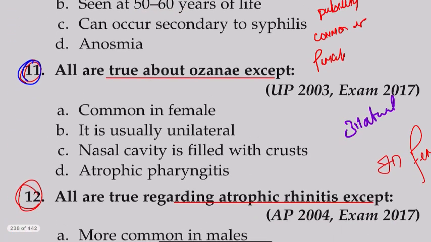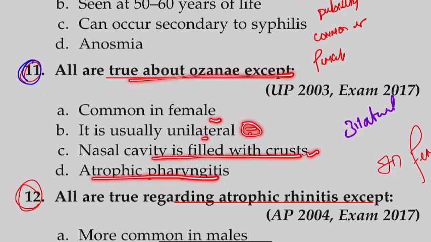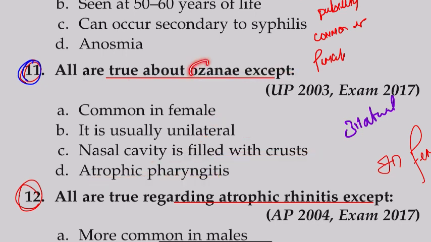All are true about ozaena except common in female, that's right. It is usually unilateral? No, it is not unilateral, it is bilateral. Nasal cavity is filled with crust, that's right. Atrophic pharyngitis, right? Okay. Now here, ozaena, atrophic rhinitis, both the nasal cavities are filled with crust.